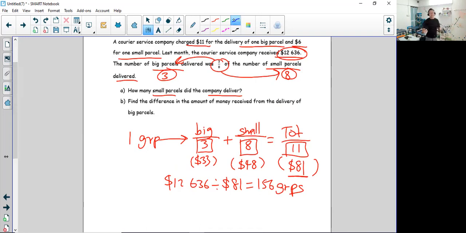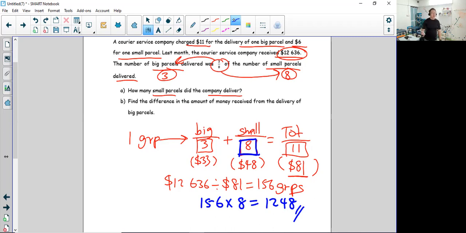You want to find how many groups, you go to the same type, the same kind of thing that the question is asking. Go to one group and look for the same kind of thing. Like if the question asks how many small parcels, you go to one group and look for the same. How many small parcels are there in one group? 8 of them. So I take 156 groups times 8 to get how many small parcels, and I will have 1,248 small parcels.